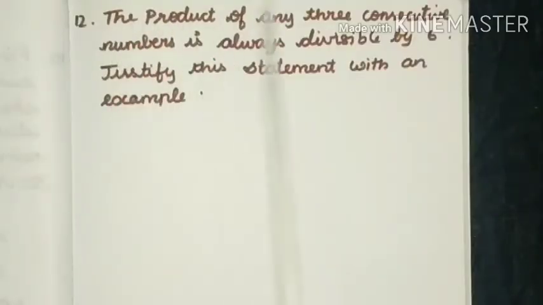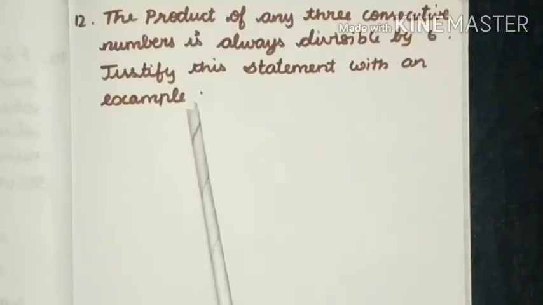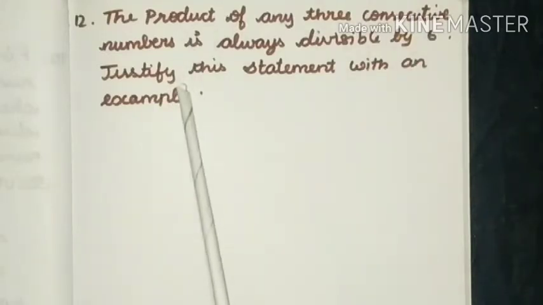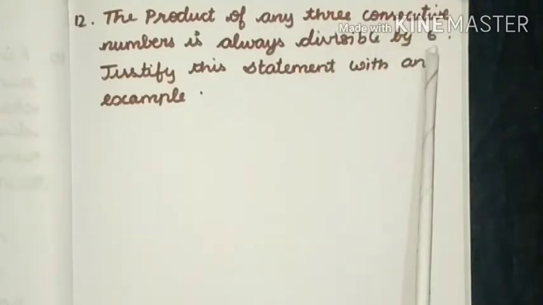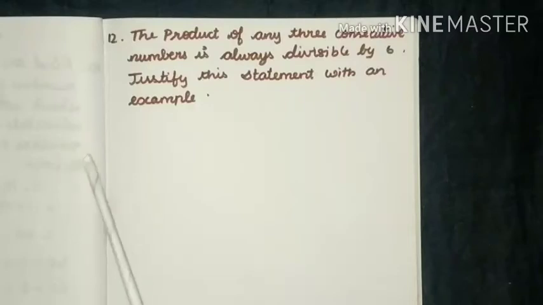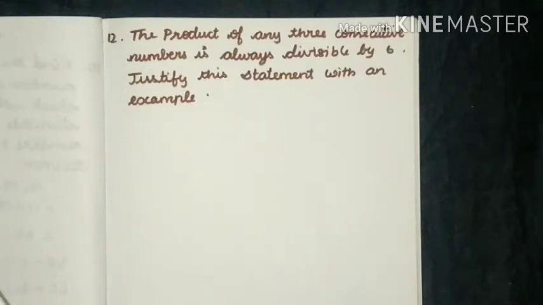Sum. The product of any three consecutive numbers is always divisible by 6. Justify the statement with an example. Here the given question is, product of any three consecutive numbers is always divisible by 6. You have to know what is meant by consecutive numbers. Consecutive numbers follow each other continuously in order from smallest to largest. For example, the first two consecutive numbers means 1 and 2. The first three consecutive numbers means 1, 2 and 3.